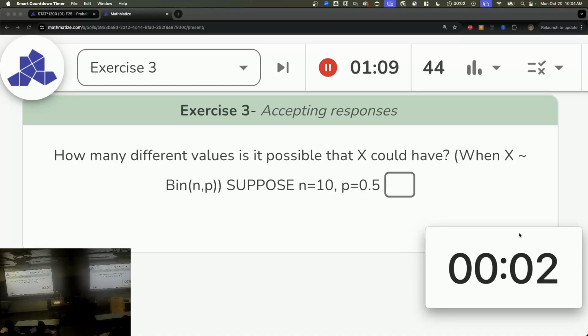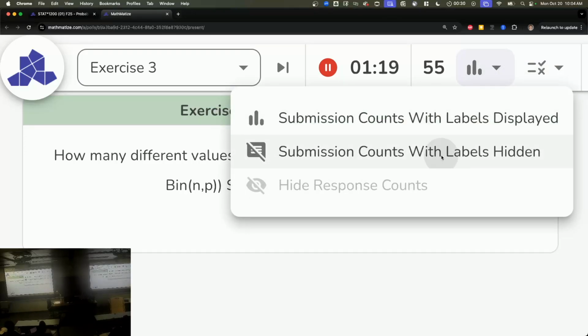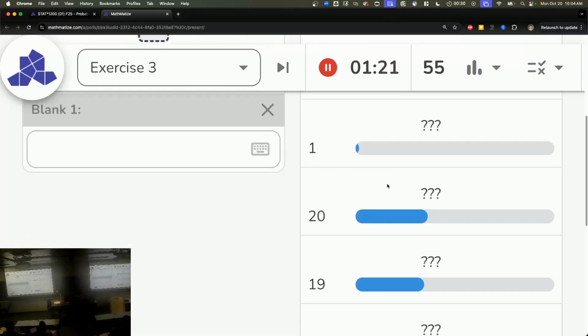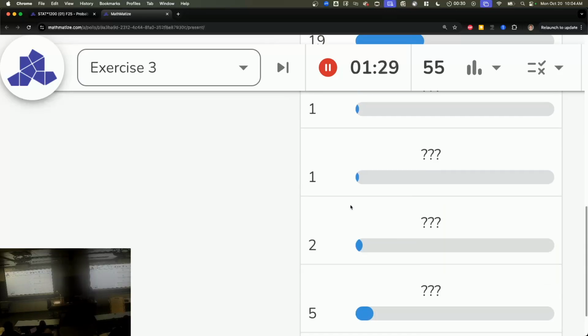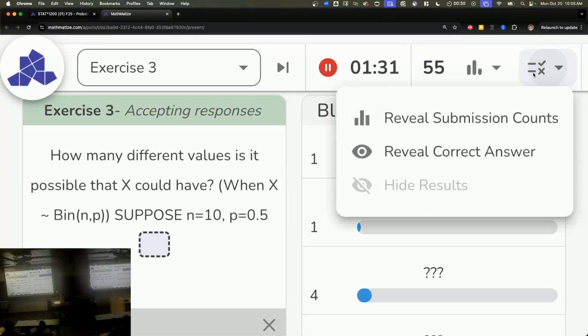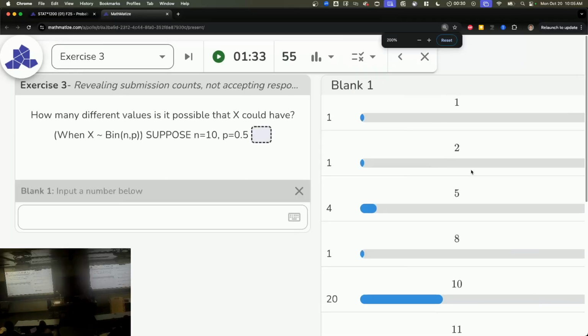Okay, 5 seconds left. Put in your final guesses. And let us see what people went with. Ooh, this will be exciting. Let's do it with the labels hidden to start. Okay, was there one? Ooh, there's 2 answers. One answer has 20, and one answer has 19. So people are pretty split. Let's see what people actually said. Reveal the actual counts. And I have to zoom out or something to see it.